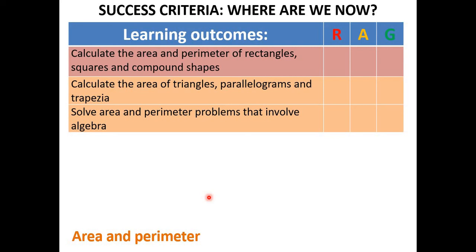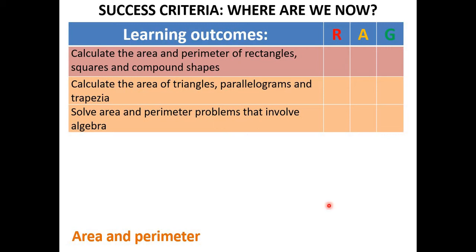Right, so in this video we are going to be looking at area and perimeter. That's our objective for the day. Our learning outcomes are to calculate the area and perimeter of rectangles, squares and compound shapes, to calculate the area of triangles, parallelograms and trapezia, and to solve area and perimeter problems that involve algebra.